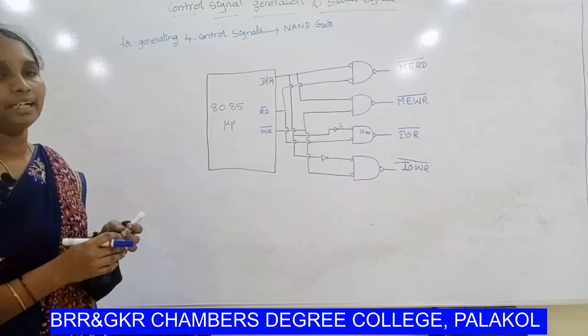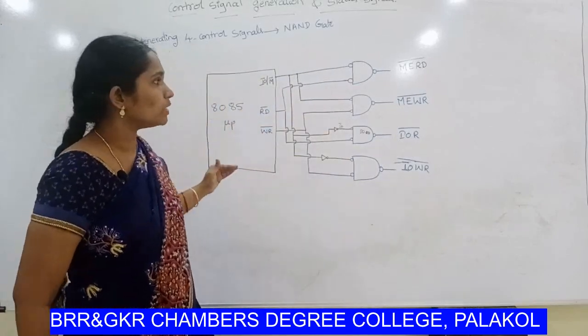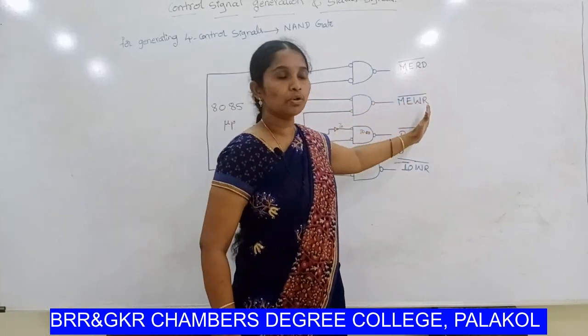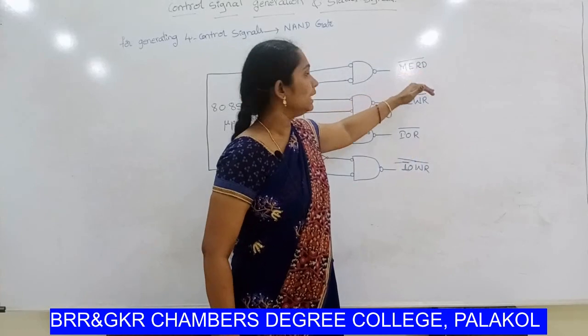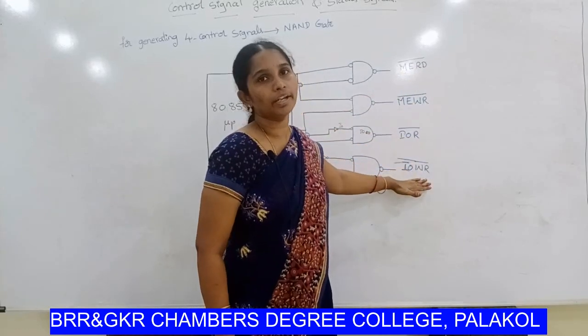How to draw the diagram? By using these NAND gates we have to generate the 4 control signals. Those 4 control signals are memory read, memory write, IO read and IO write.